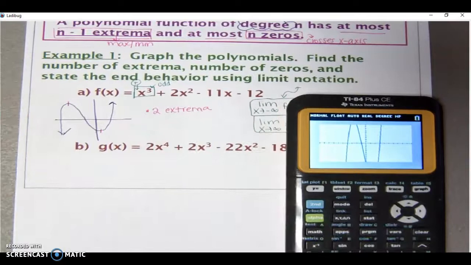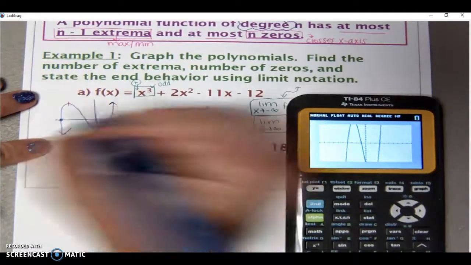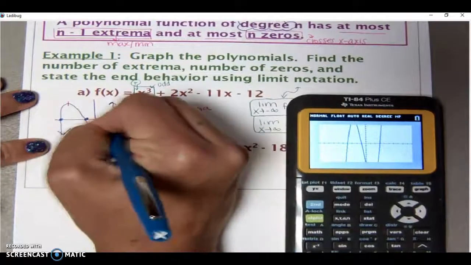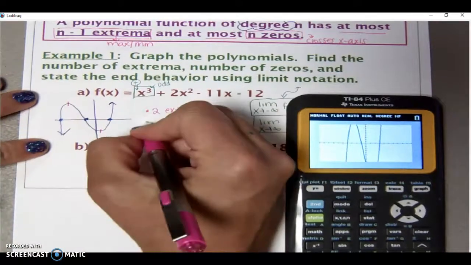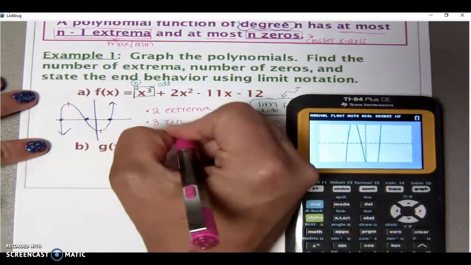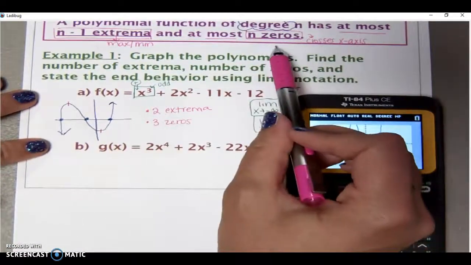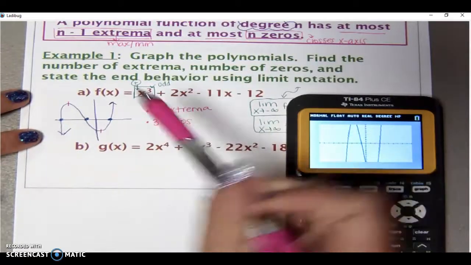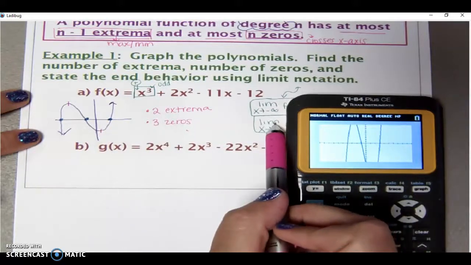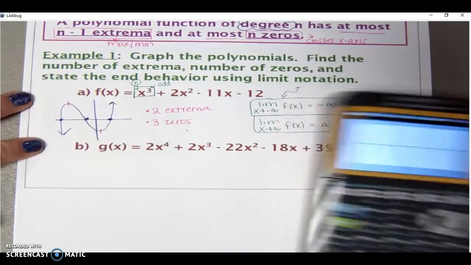So that's right. And then for our zeros, that's where it crosses the x-axis. So we have 1, 2, 3. We have 3 zeros, and the theorem said you can have at most n zeros. Well, we have at most 3 zeros, and we have that there. So this graph just confirms that your end behaviors are correct as well.